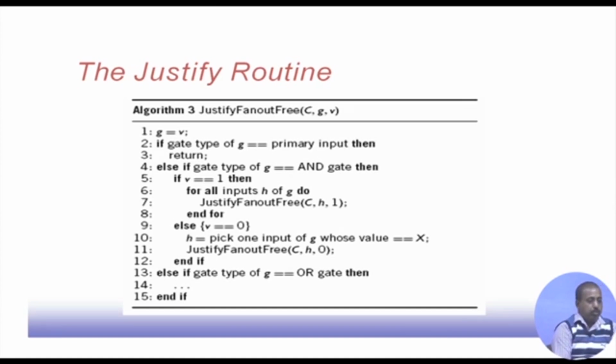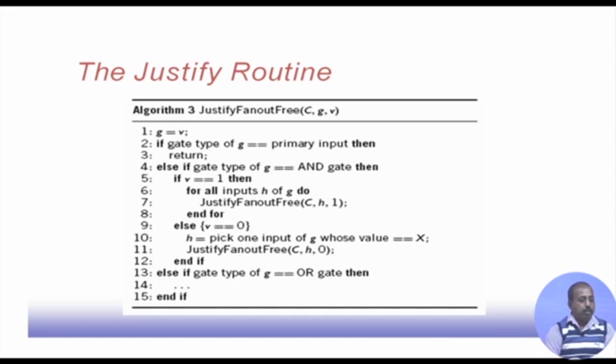How can we do this justify fan out free? This algorithm is very simple. Start with G getting the value V. Now if it is a primary input, then we are done. If we are trying to justify a primary input to some value, that is done, because the primary input can always be set to a value.